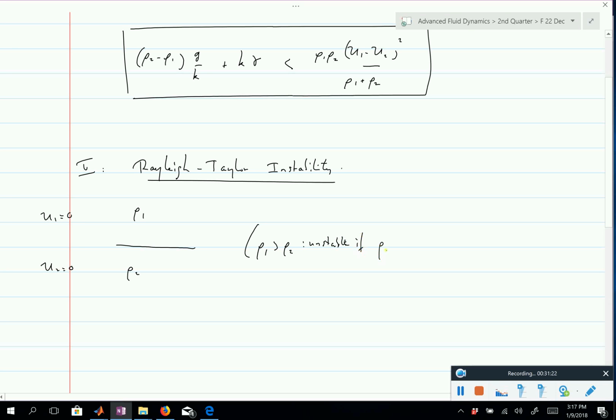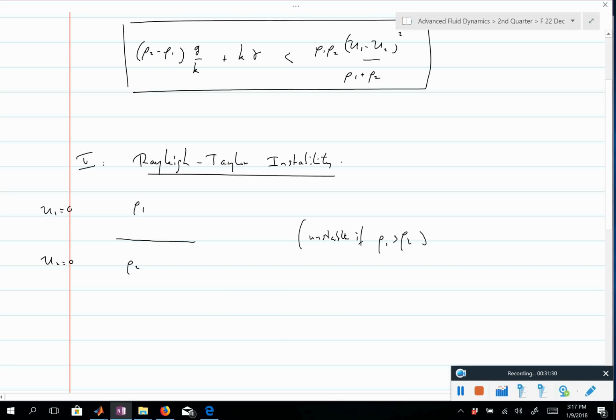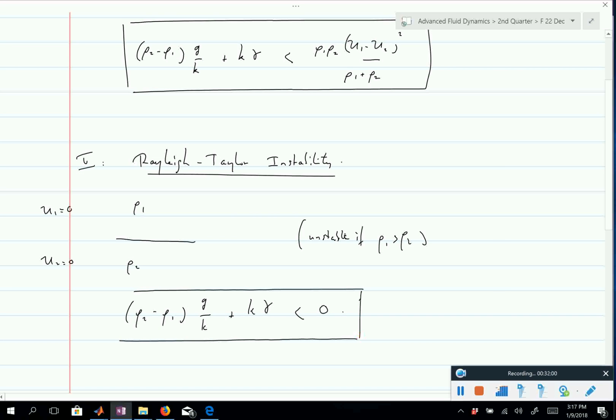Unstable if rho 1 is larger than rho 2. This is physically what we expect. Now let's see what our stability criterion gives us. Here we're assuming that u1 minus u2 is equal to 0, and so our stability criterion becomes rho 2 minus rho 1 times j divided by k plus k gamma should be negative. That is the stability criterion for a Rayleigh-Taylor instability.